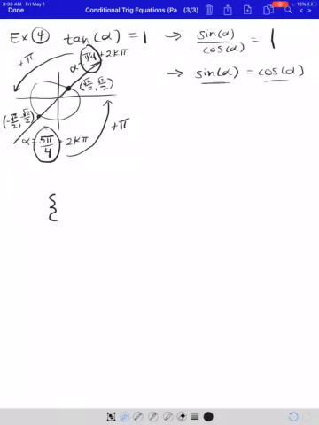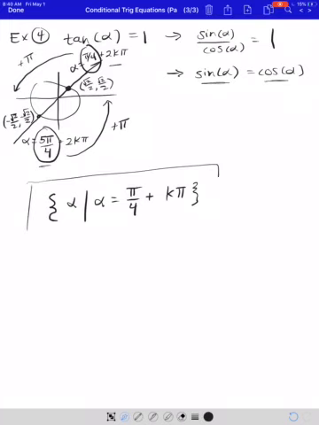So now when we go to write down our solution set, we can write it like this. The set of angles alpha such that alpha is equal to pi over 4, so we're starting with the angle in the first quadrant, and now I'm just going to add k pi. And this is going to take care of all of our angles in both the first quadrant and the third quadrant. And there we go. This describes all of our solutions to the equation.